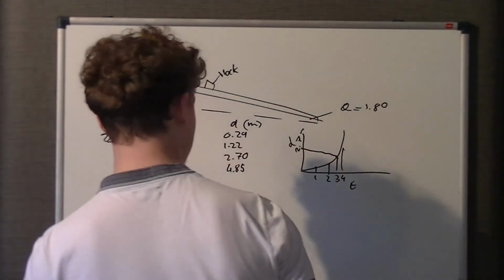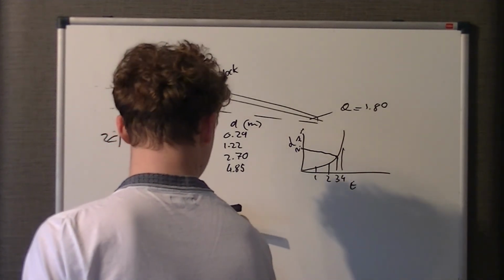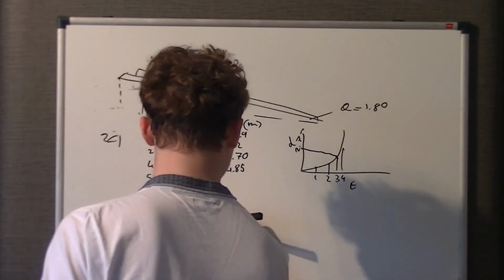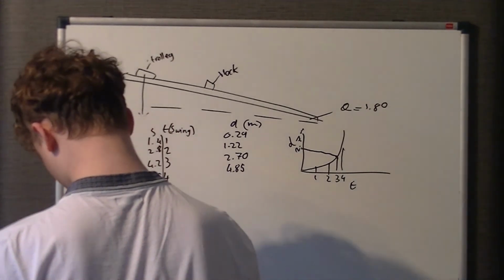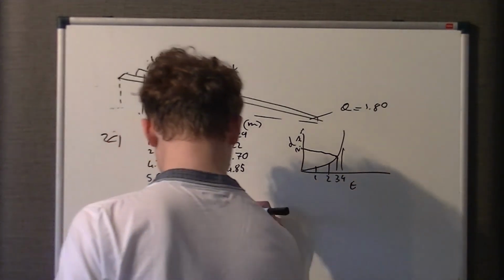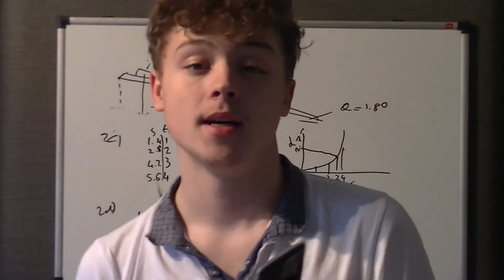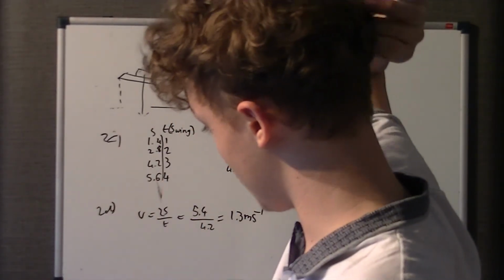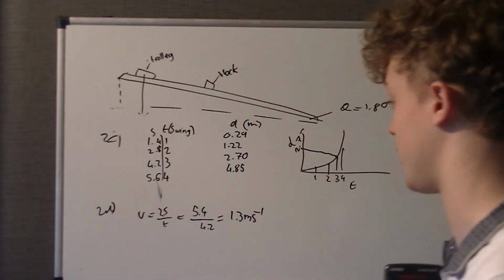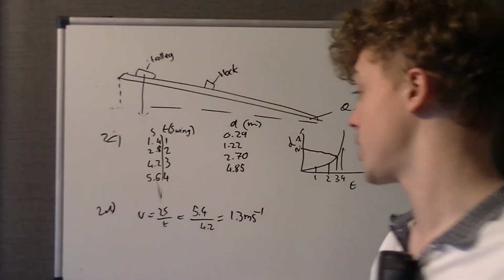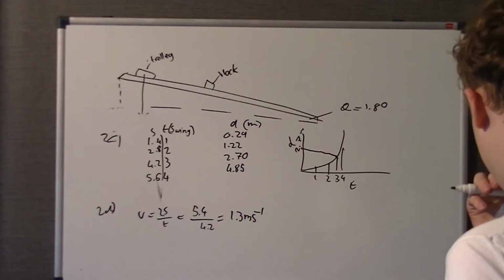Distance, v equals 2s over t, that's 5.4 over 4.2, and that gets us 1.3 meters per second. Now if you don't know about v equals 2s over t, I rearranged the equation, one of the SUVAT equations, v equals u plus 2as, I think it was. So that's the equation. I just rearranged it, put it in that formula, and it gets the velocity. Hopefully that's coming across as quite easy to you.